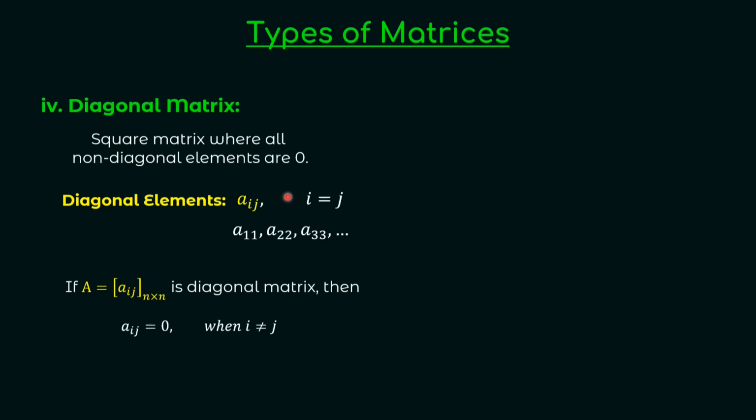Non-diagonal elements are 0, right? Diagonal elements means i is equal to j. So when i is not equal to j, aij is equal to 0. Some examples of diagonal matrices are the matrix [-2], a 1 by 1 matrix. It only has a single element and that element is a diagonal element. So technically all the non-diagonal elements are 0, as there are no non-diagonal elements itself.